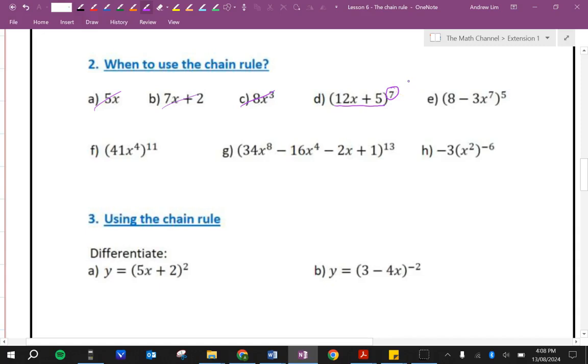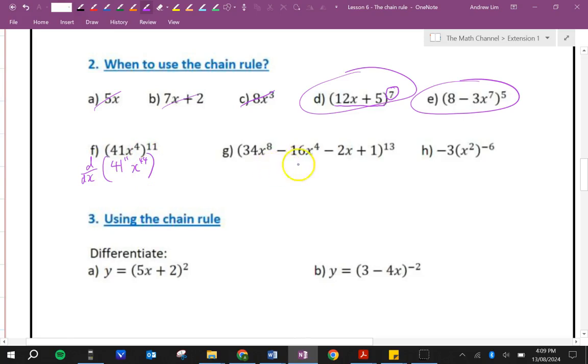Now that power is 2, so you could use a chain rule, but it's probably easier to just expand a perfect square and then differentiate. But if it's not 2, then just use a chain rule. So I would use it for D, I'd use it for E. For F, I would not. I can see here that this is actually 41 to the power of 11 x to the power of 44. So if I wanted to differentiate this, then I don't need to use a chain rule.